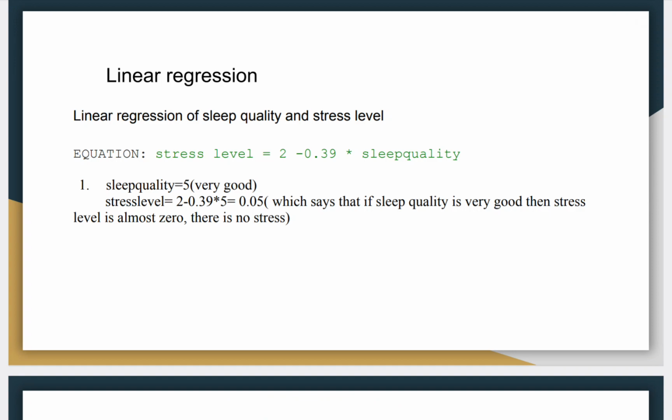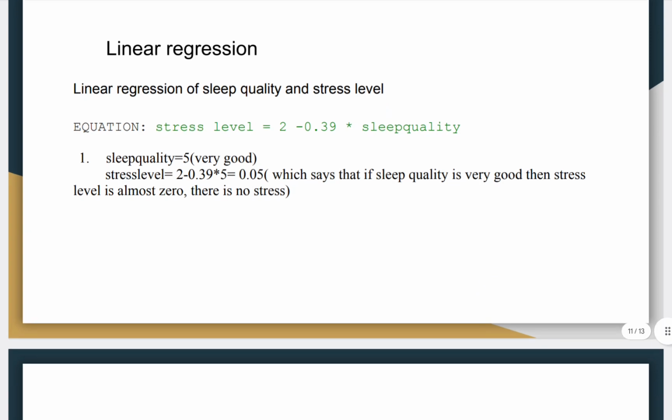So what does it say? It says we can put any value for sleep quality and we can predict the stress level. Here we have taken the example where sleep quality is equal to 5, very good, and the stress level when sleep quality is 5 will be 0.05, which is almost equal to 0. When your sleep quality is good, your stress level will decrease.